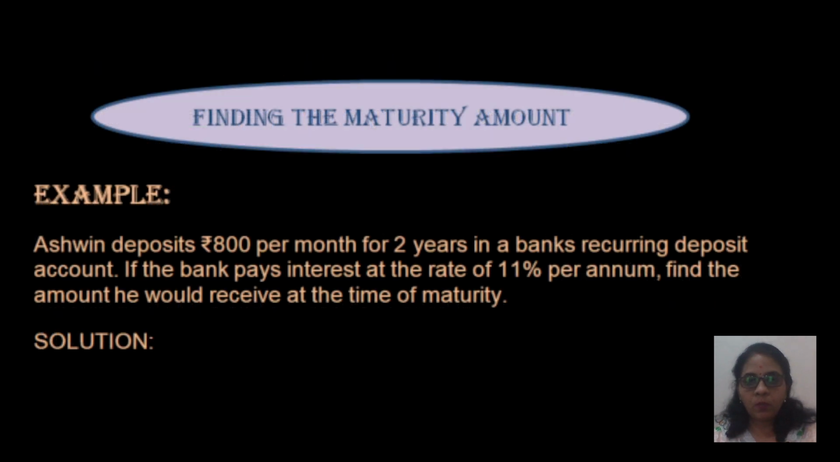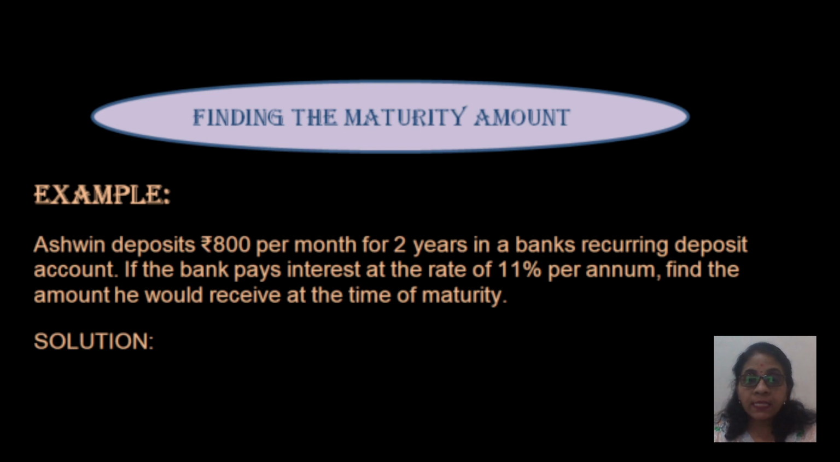Let us do some numericals. There are different models like finding maturity amount, finding interest, finding principal, finding rate, finding time. Okay. So, the first one is finding the maturity amount. Let us take one example. Say Ashwin deposits rupees 800 per month for 2 years in a bank's recurring deposit account.